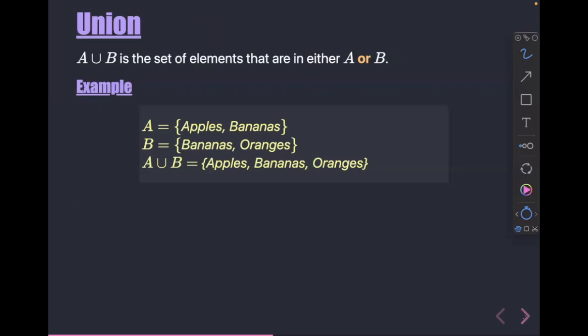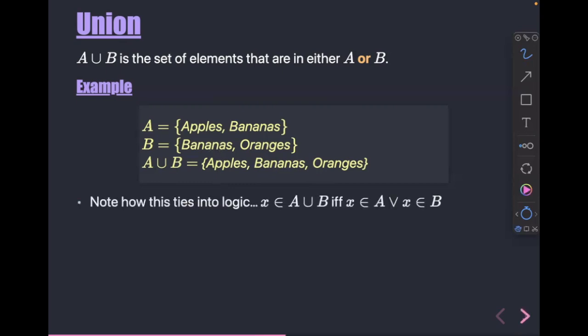And so since we have something for the and operator, we also have something similar for the or operator. So A union B is a set of elements that are in either A or B. So it has to just be in one of those two sets. So again, for our same example, apples, bananas being A, and B being bananas, oranges, the union is apples, bananas, and oranges. So it's the elements that are in either A or B.